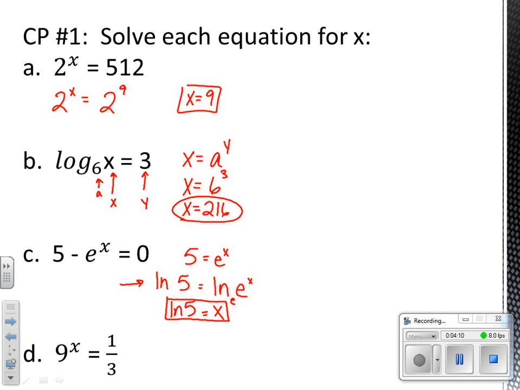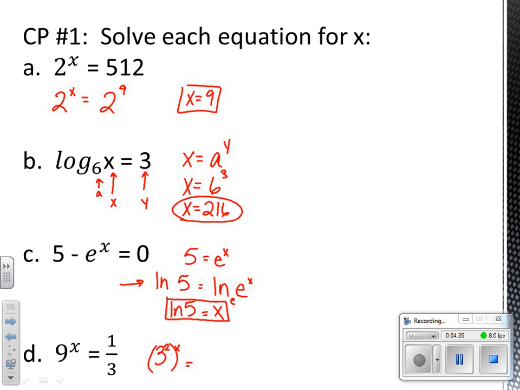All right, letter D. Let's play with this one. I'm seeing 9s and 3s, so I'm going to try to play around with 3s and use a one-to-one property if I can. So going after the 9 first, okay, everybody knows that is 3 to the second power. So I'm just going to rewrite the 9 as 3 to the second power, and then I still have that power of x as well.